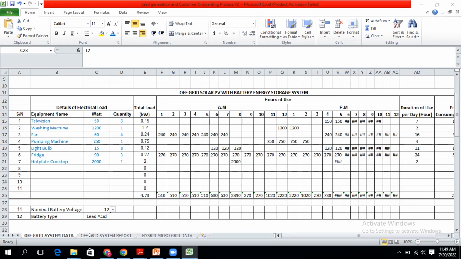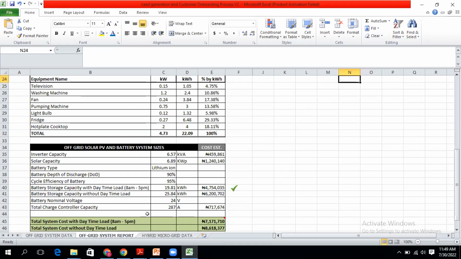Okay, so let me change this back to 24 volts. You can as well use 48 volts, but let's use 24 volts and let us use lithium ion. I also really don't like to use lead acid batteries. So if this is what we have, this is the total charge controller capacity that we will need, 287. That is the charge controller capacity.